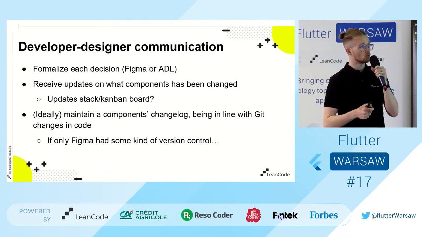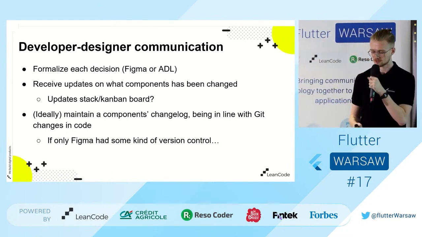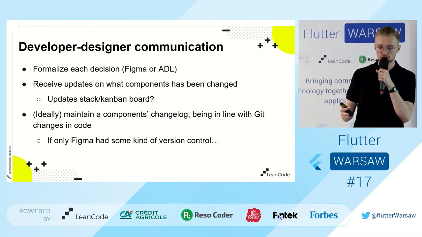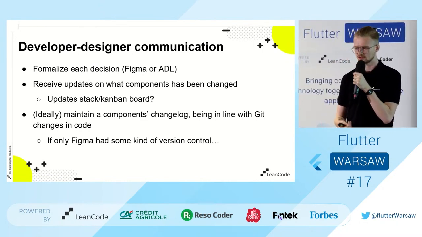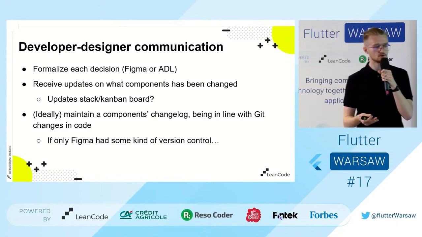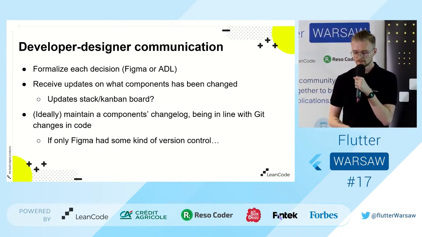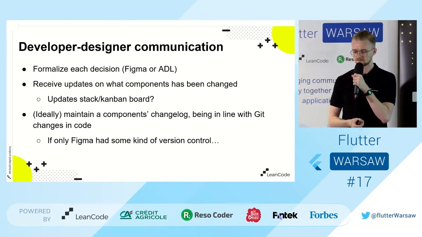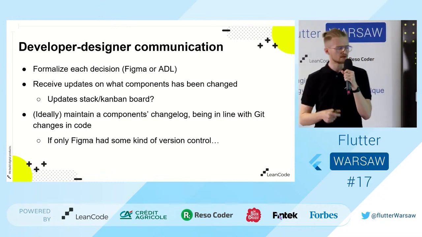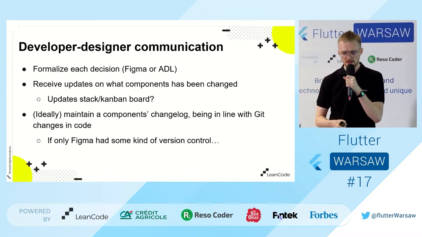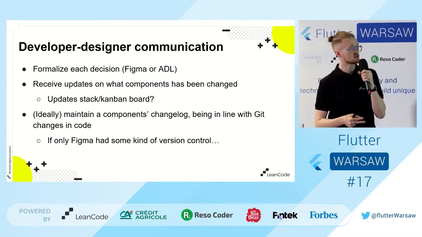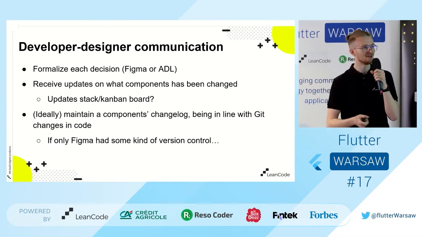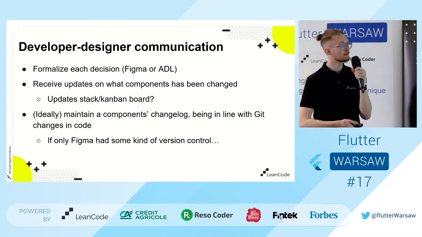Receiving updates on what components have been changed, because okay, some designers created a new widget, a new component actually, that you need to develop, but how do you know that there is a new component? Normally we would use a Jira board, but due to some legal issues or something like that, designers couldn't have access to those same Jira boards, so we simply used a very simple Kanban board made in Figma.